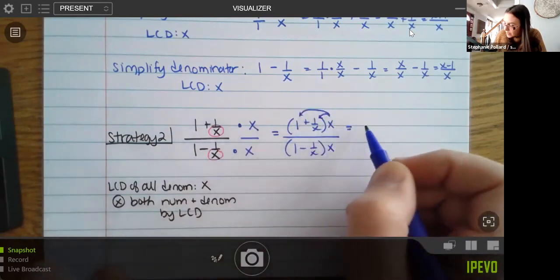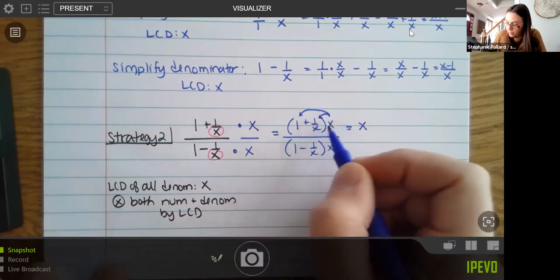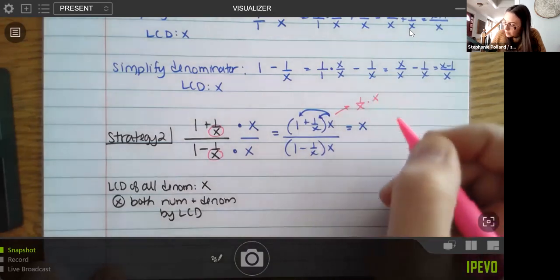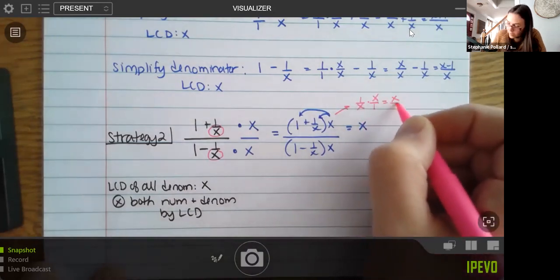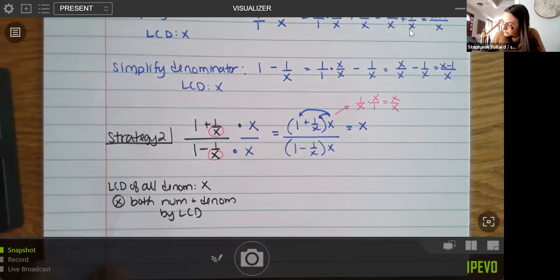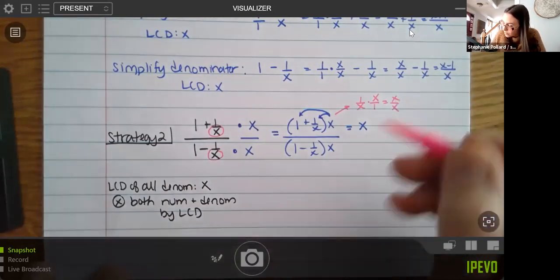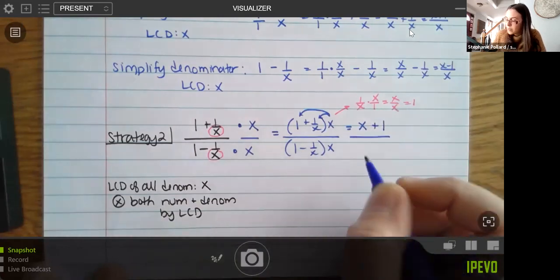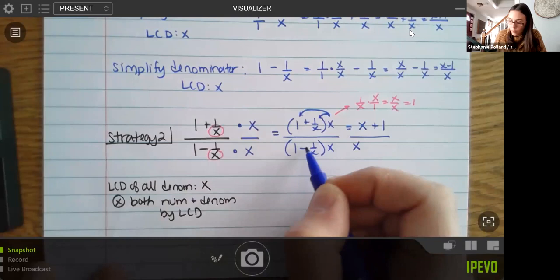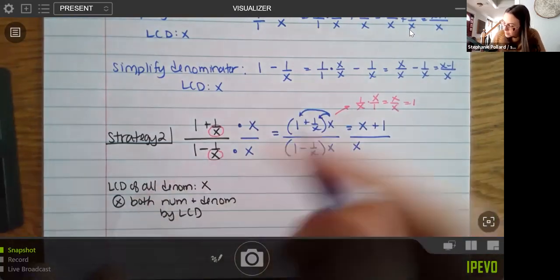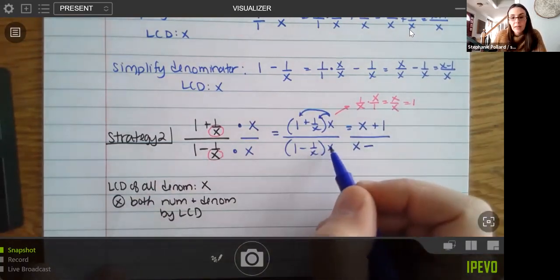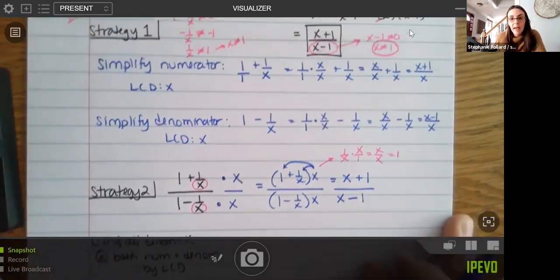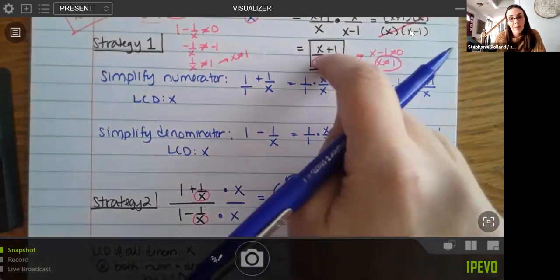So 1 times x is x. And then here, just be careful. You have 1 over x times x, which is x over 1. So you get x over x, and x over x is just 1. Similarly, here you have x, and then you're going to get a minus 1 over x times x. Those x's are going to cancel, and you get a 1. Now you can see that we have the same exact answer that we did up here.